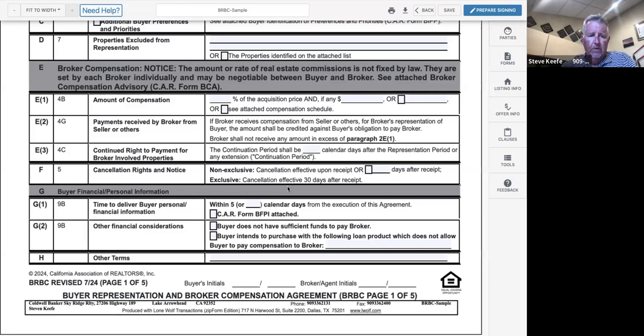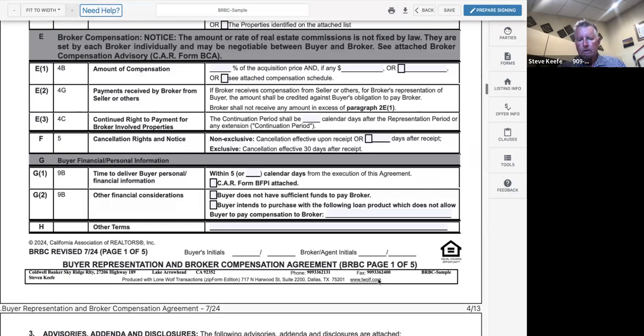And paragraph G2, other financial considerations. So if the buyer just says to you absolutely that they do not have sufficient funds to pay broker, and the buyer intends to purchase with the following loan product, so if it's a VA loan or something that doesn't allow the buyer to pay fees, you're going to end up checking those boxes, and there are things that apply to that. Other terms is a blanket section where you can add other agreement terms or anything else that you think is necessary. The buyer will initial the bottom of the document, and then you will also initial the bottom of the document.